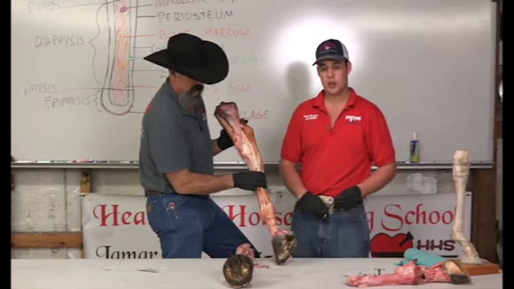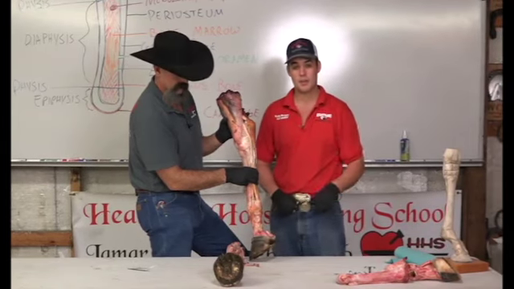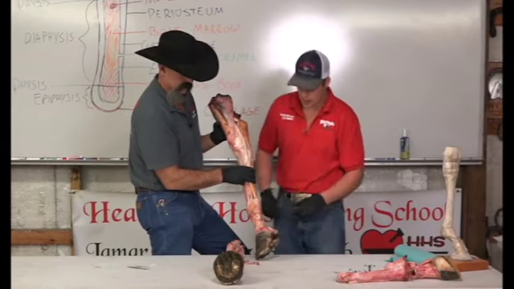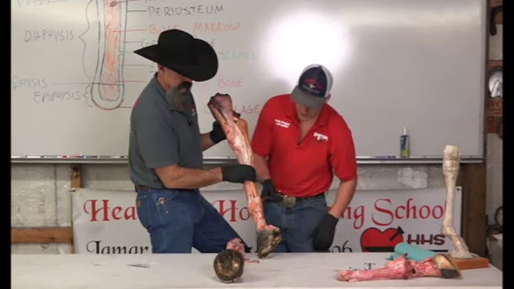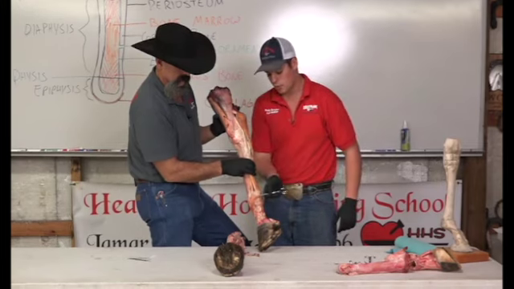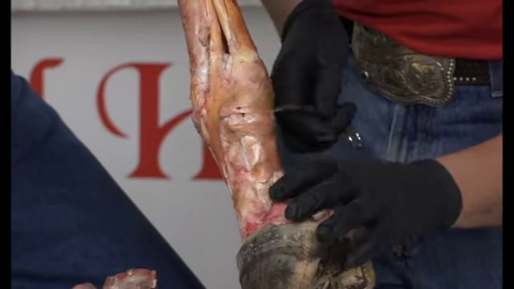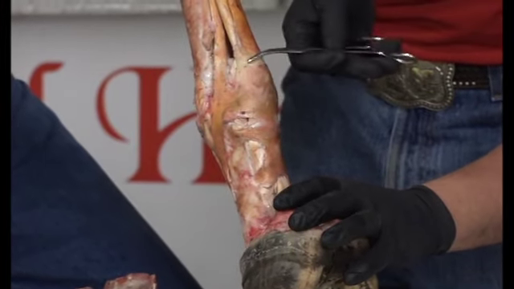Now the first one we're going to talk about is our palmar or plantar annular ligament. In this case, because we're on the hind limb, it is going to be our plantar annular ligament. And we can see it right here, and you can see how it horizontally connects across that metacarpal or metatarsal phalangeal joint, and it's holding all of this together. And you can see it comes here, that's all of it.